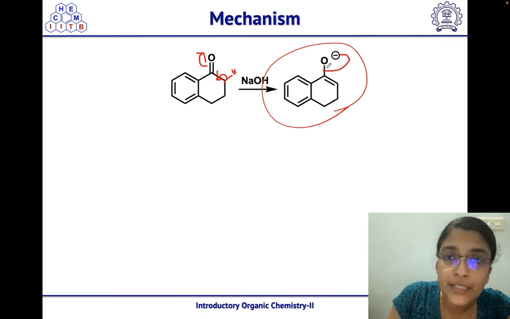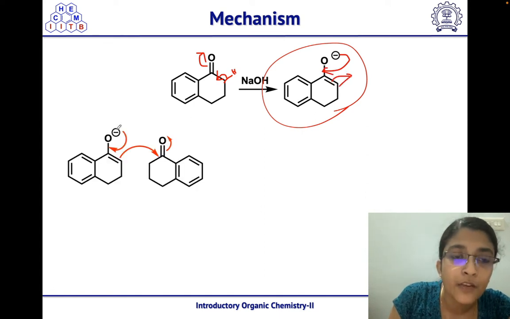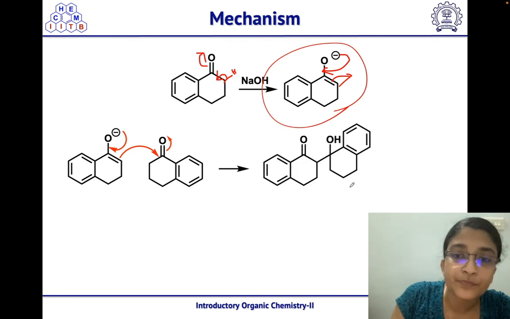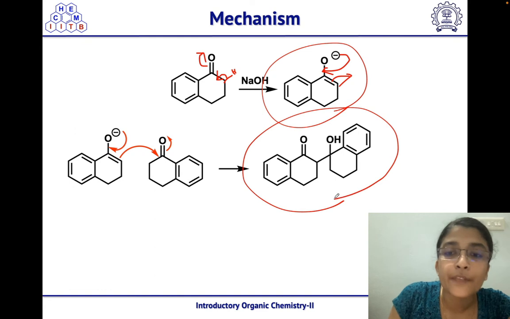When the enolate is falling back, it can go and attack on this ketone. This carbon oxygen double bond will break, and we will get O minus, like OH. So we will get this aldol product, this intermolecular aldol product, the self condensation product. If the same species are reacting and we are getting an aldol condensation product, it is called a self condensation product.